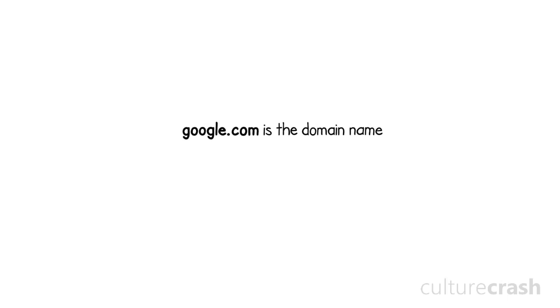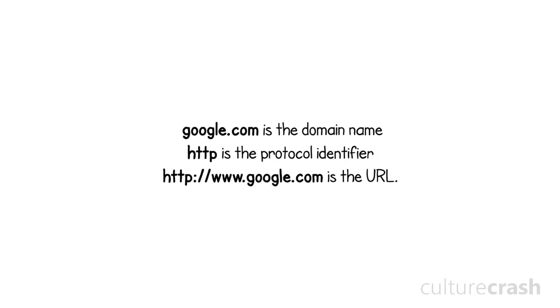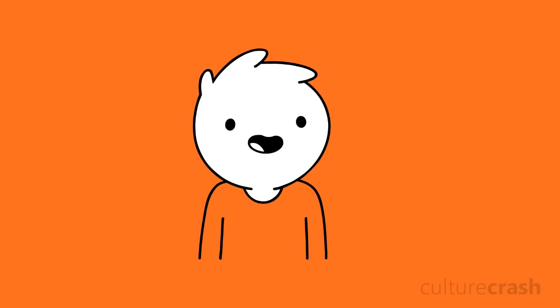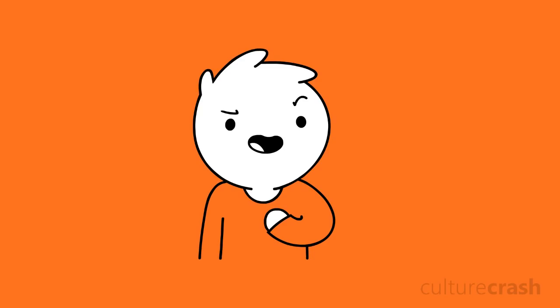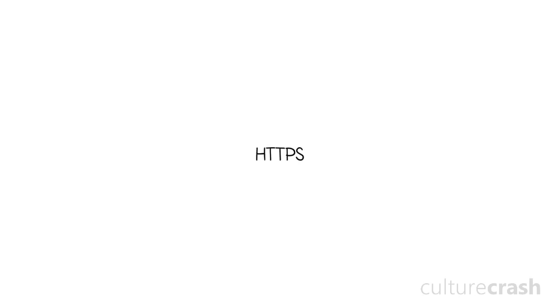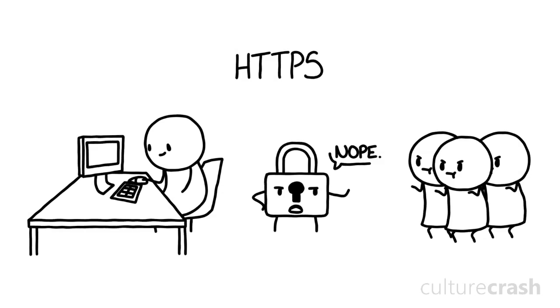For example, google.com is the domain name, HTTP is the protocol identifier, and http://www.google.com is the URL. Furthermore, if the protocol identifier is HTTP, then the URL can more specifically be called a web address. You may have also noticed that sometimes your protocol identifier is HTTPS rather than just HTTP. The S stands for secure, because HTTPS encrypts your data, making it harder for government agencies and ISPs to spy on your browsing habits. It's thanks to HTTPS that we can do our banking and shop online safely.